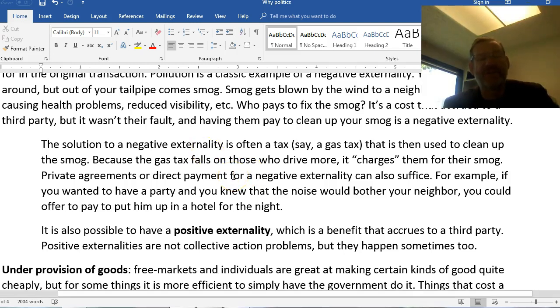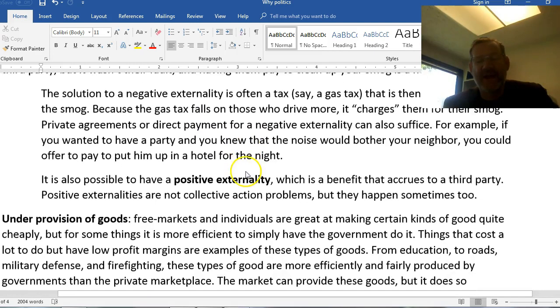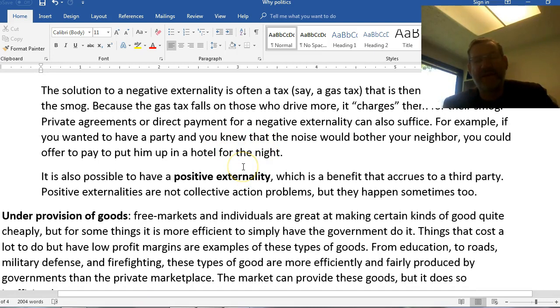The solution that people usually suggest for a negative externality is often a tax, say a gas tax, which is then dedicated towards fixing smog. Or we could charge people for how many miles they drive. We could do that. That would be another thing you could do.